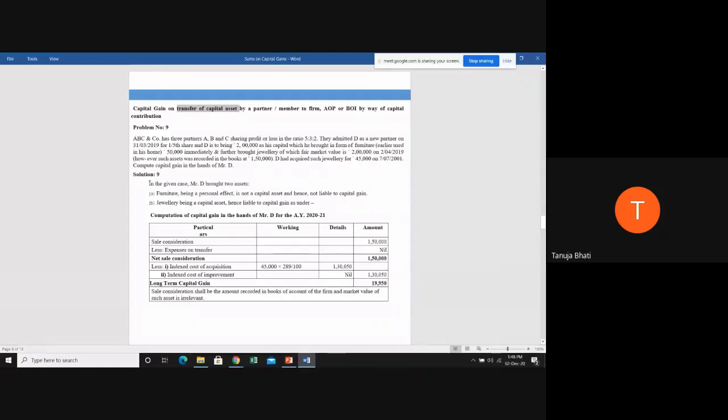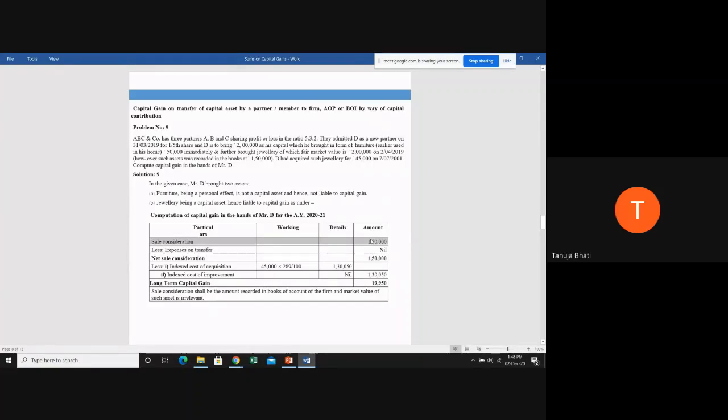See the solution. In the given case, Mr. D has two assets. Furniture being a personal effect is not a capital asset and hence not liable to capital gain. Jewelry falls under the definition of capital asset, hence liable to capital gain. So let us start solving.